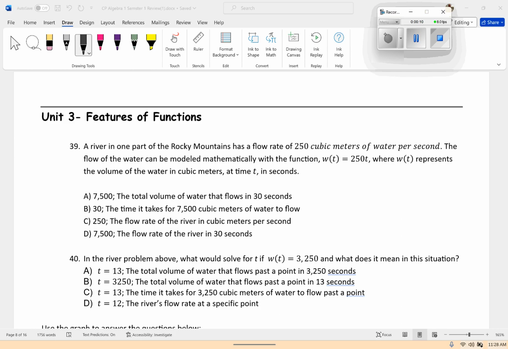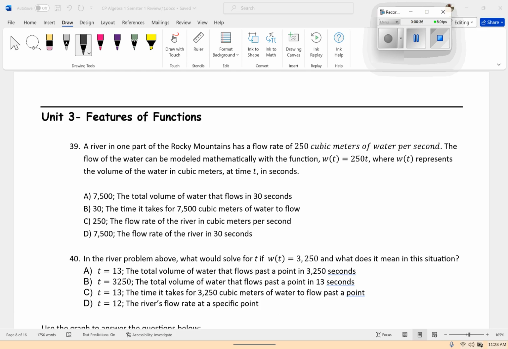All right, so first thing, it says a river on one part of the Rocky Mountains has a flow rate of 250 cubic meters of water per second. The flow of the water can be modeled mathematically with a function W(t) equals 250t, where W(t) represents the volume of water in cubic meters at a time in t seconds. Okay, so we want to figure out which one of these is correct.